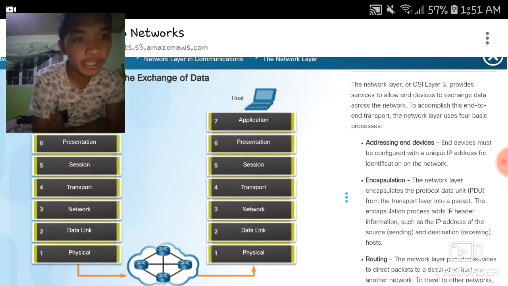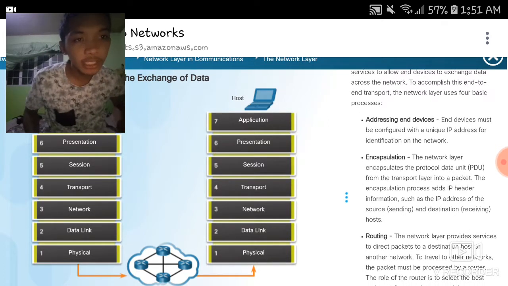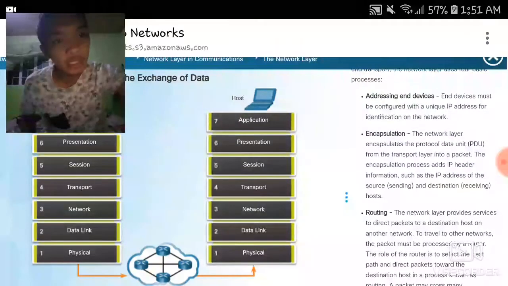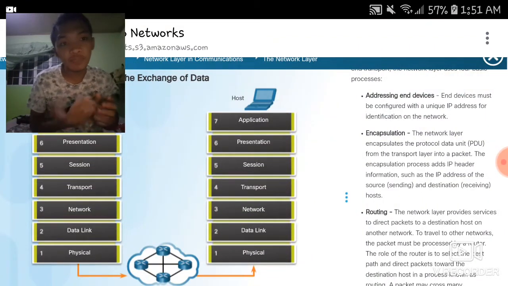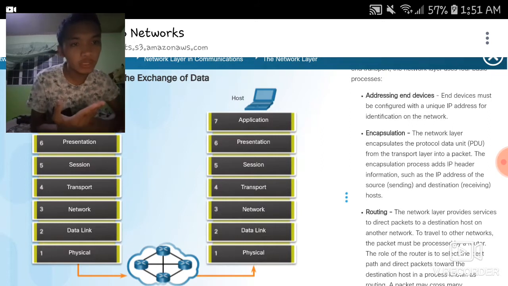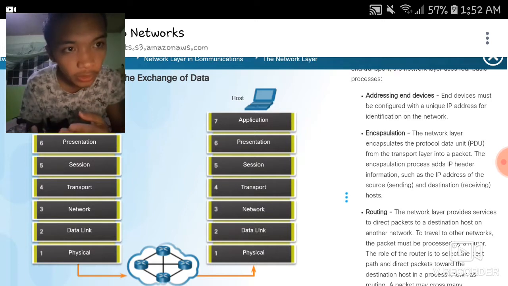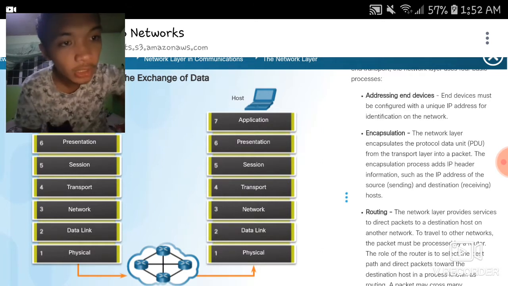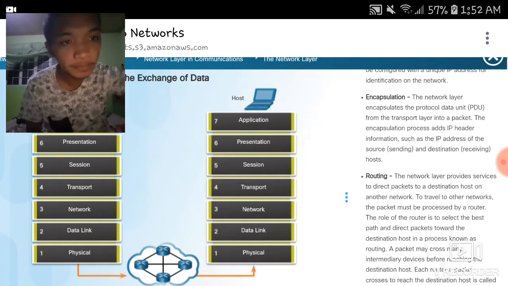four basic processes. These are the four processes: addressing end devices, encapsulation, routing, and de-encapsulation. Addressing end devices: devices must be configured with a unique IP address. Encapsulation: the transport layer data is encapsulated into a packet. Routing: to travel to other networks, the packet must be processed by a router.